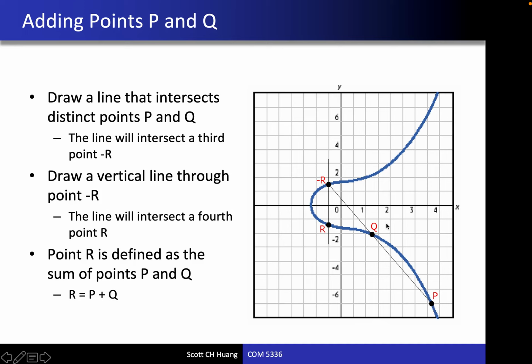Given 2 points, P and Q. First, we draw a line intersecting P and Q. And then this line intersects a third point on the curve. And what's counterintuitive is that we actually take the mirror point of that one. Okay? And this mirror point is defined as the point that we get when we apply the operation to P and Q.